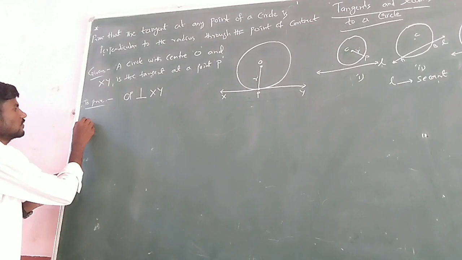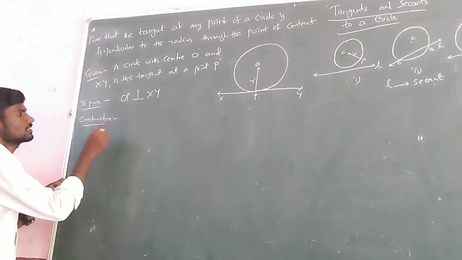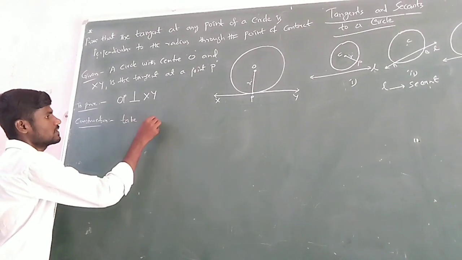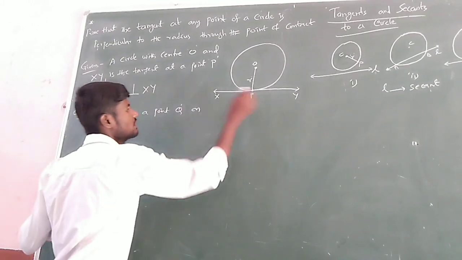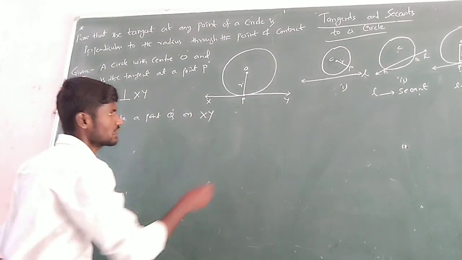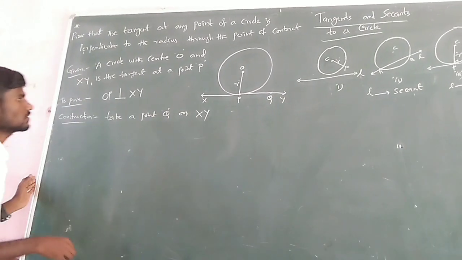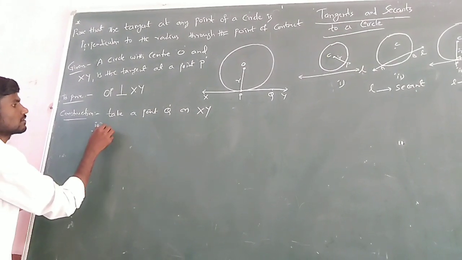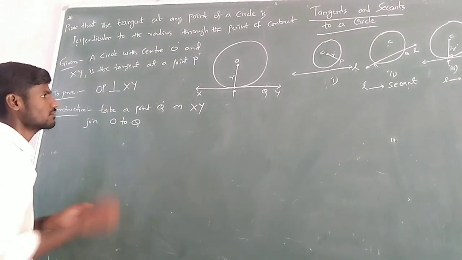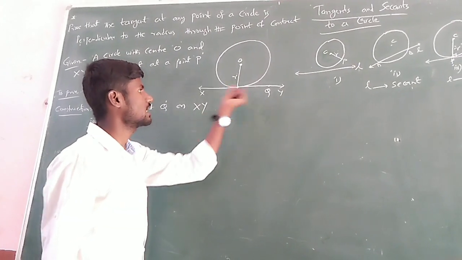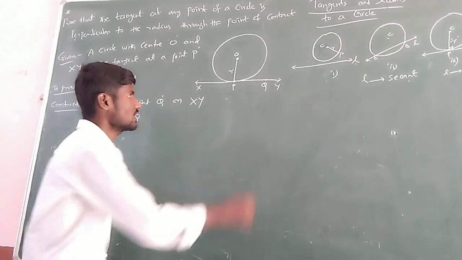Coming to the proof part, before that let us do some construction. Now what we are doing is, take a point Q on tangent XY. So let us take a point Q here. I am taking it, suppose. Now take a point Q on XY and join the center O to that point Q. Means we are taking a point Q other than P on tangent XY. Then we are joining O to Q.